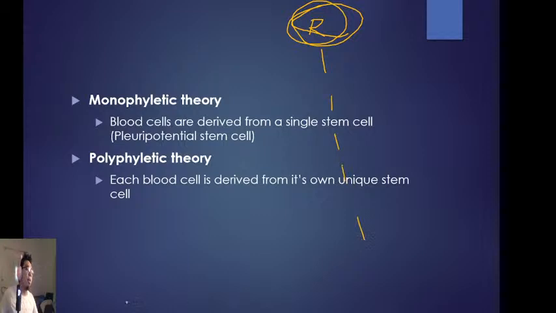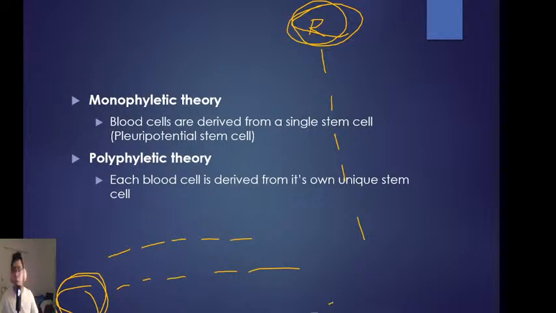All right? But for polyphyletic, it is multipotential. Unique stem cell for hematologic tissue. This one, monophyletic theory, one type of cell, pluripotential. Straightforward. So for example, polyphyletic for hematopoietic stem cells, it could either go as an RBC, or it could go as a granulocytic precursor, or it can go as a megakaryocyte.